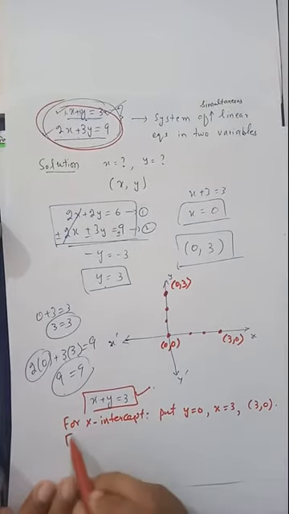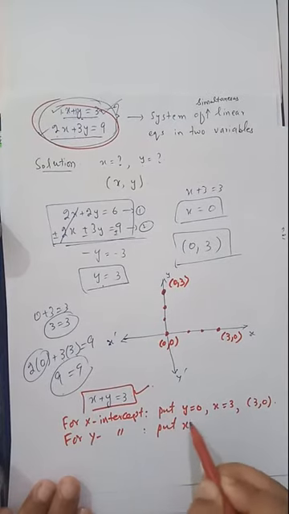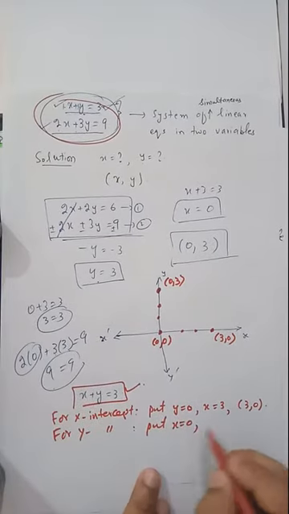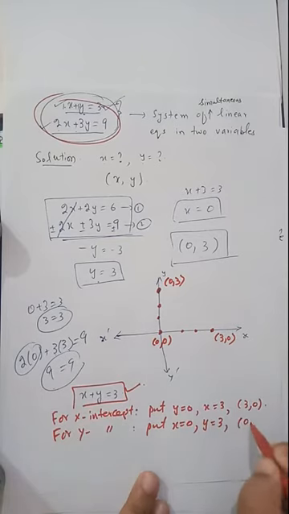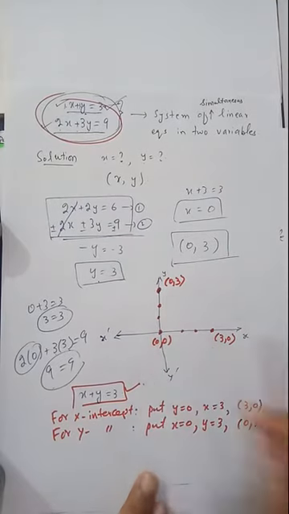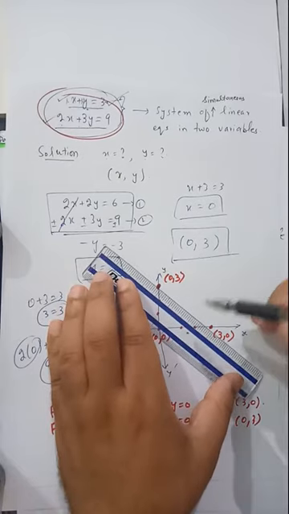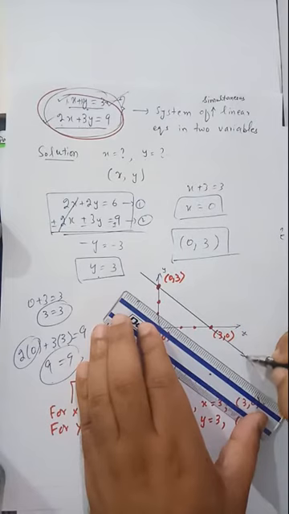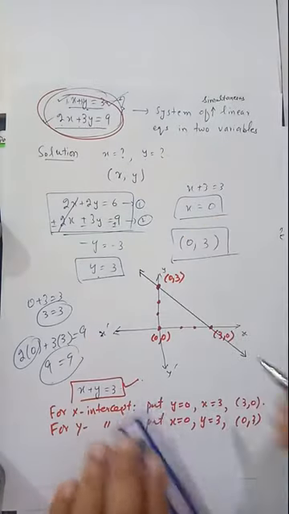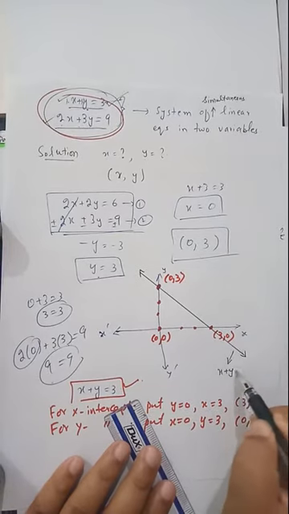Now I am finding the y-intercept. I put x equal to 0. When x is equal to 0, y will be 3. If you put x equal to 0 in this equation, you will get y equal to 3. So this is (0, 3), another point. So pass a line through these 2 points, because the minimum requirement for a line is 2 points. You see that this is the graph of this equation.